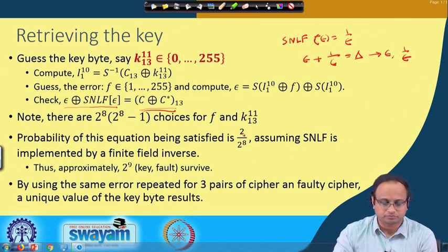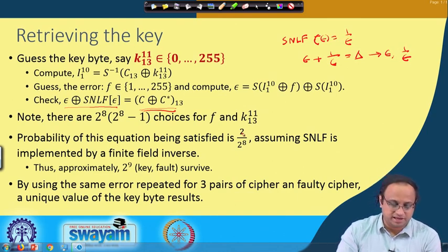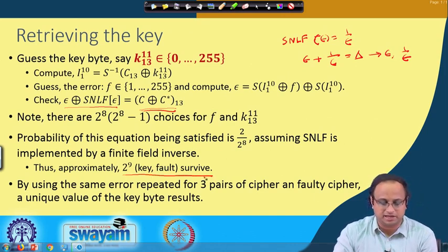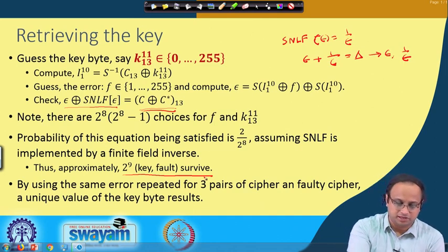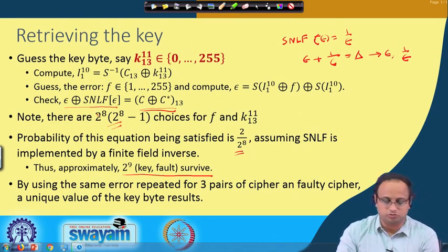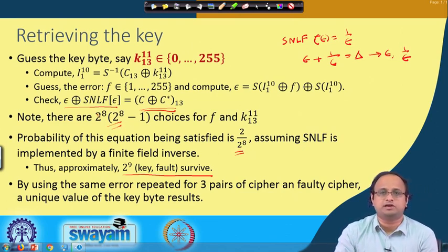Actually it is not one value, but there are 2 values which can satisfy depending upon the value of your epsilon. So roughly speaking, approximately 2 to the power of 9 values will survive and satisfy this equation. If I multiply this probability with this, then 2 to the power of 8 gets cancelled with 2 to the power of 8, and you have roughly 2 into 2 to the power of 8, which is 2 to the power of 9 key fault pairs which survive this test.